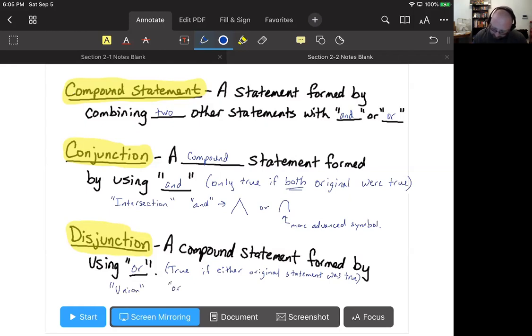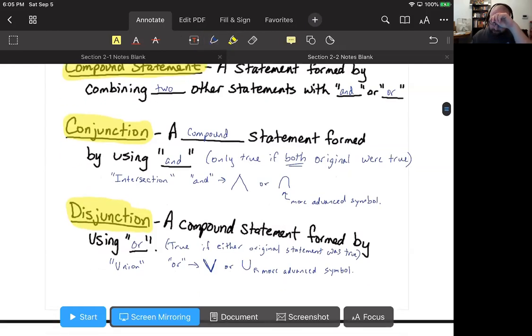And again for or we have symbols as well. It's either a capital V between our two statements, or it can be a capital U, U for union. Again, this is the more advanced, the more accepted symbol. So that is the one that we are going to be using this year. Just keep in mind that if you ever see it as a V instead of a U, it has the same meaning. If it opens down, it means and. If it opens up, it means or. So that's the symbols. Let's move on here.